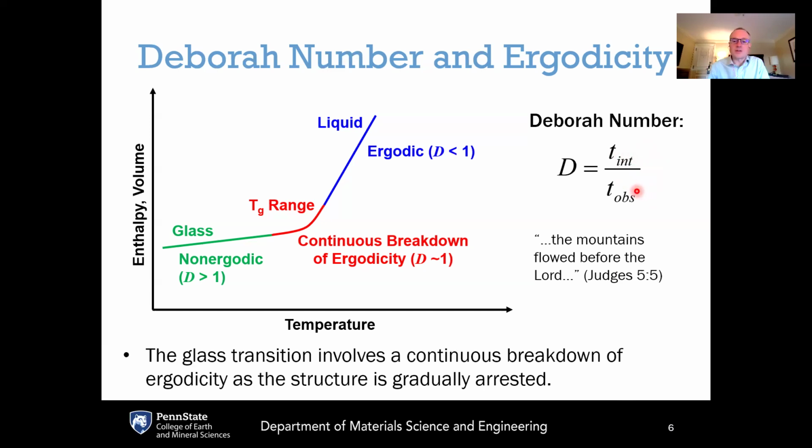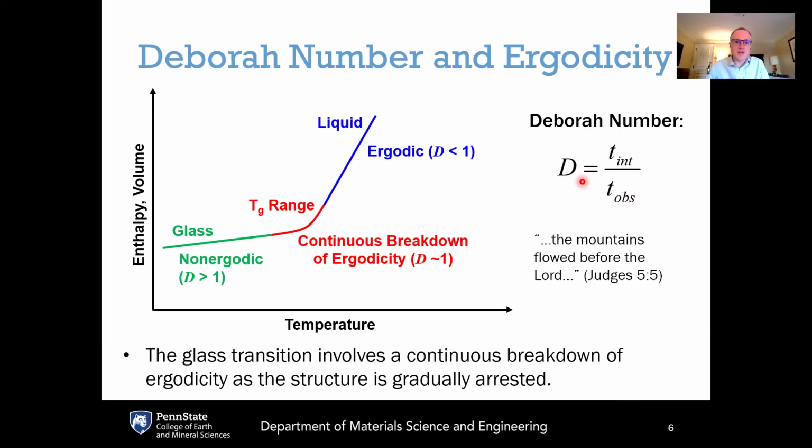And if we are trying to directly observe the flow of mountains, we are observing the system on a time scale of hours, days, years, but it is flowing on a time scale of many millions of years. And that means that the numerator is a lot bigger than the denominator in that case, and that gives the Deborah number greater than 1.